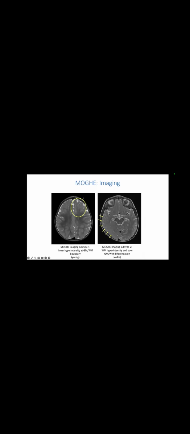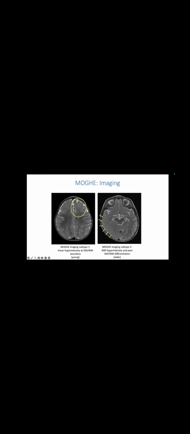Now, we just switch now to something I mentioned earlier, the new kid on the block for FCD, this entity called MOGI, where you have heterotopic neurons, but they're normal neurons associated with oligodendroglial hyperplasia. And this tends to cause a very severe early onset epilepsy, particularly infantile spasms. And to treat these patients, you often need to do very large resections because the lesions are often quite large.